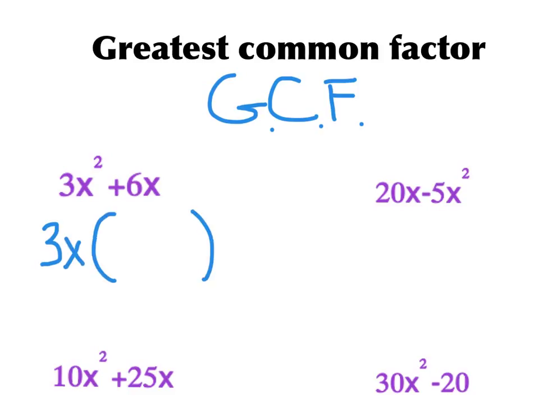And then I'll bracket in what's left. If I divide this by 3x, I'm left with x plus 2. And again, a quick check will tell me 3x times x is 3x squared, and 3x times 2 is 6x.